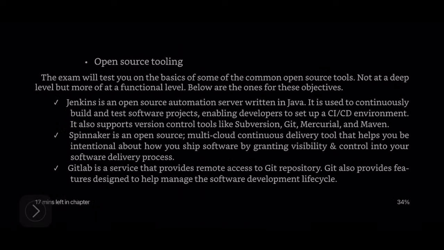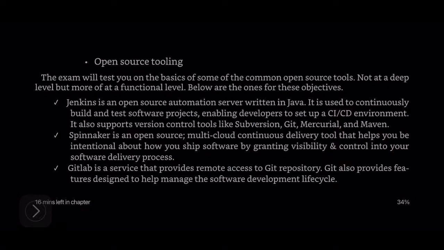Open source tooling. The exam will test you on the basics of some of the common open source tools. Not at a deep level, but more at a functional level. Below are the ones for these objectives. Jenkins is an open source automation server written in Java. It is used to continuously build and test software projects, enabling developers to set up a CI/CD environment. It also supports version control tools like Subversion, Git, Mercurial, and Maven.